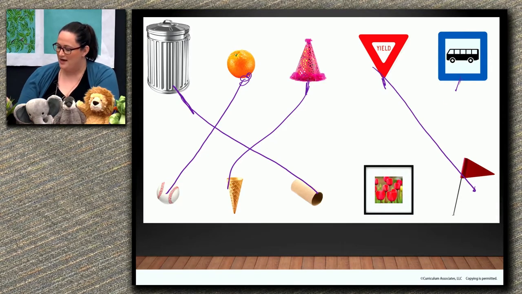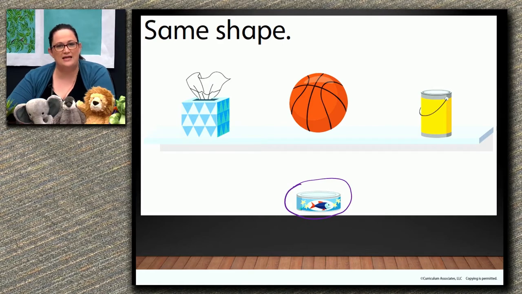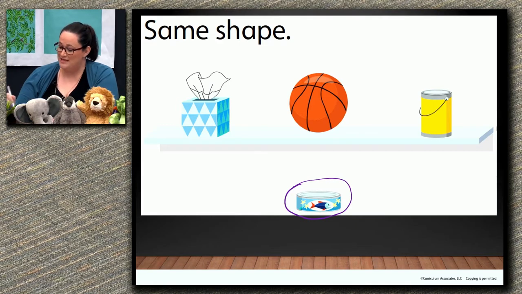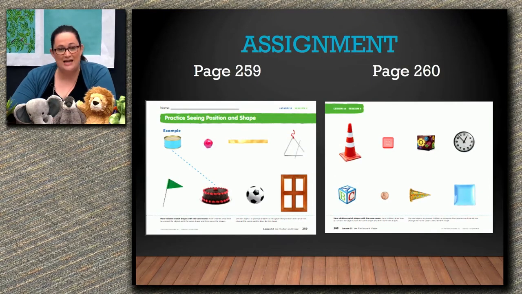What else is a square? Great job. The picture. Now, this is a can of tuna. What shape is that can of tuna? It's a cylinder. Which object is also a cylinder? If you said the paint can, you were correct. Nice job, kindergartners. Today, you're going to do page 259 and 260. You're going to practice matching shapes that are the same.